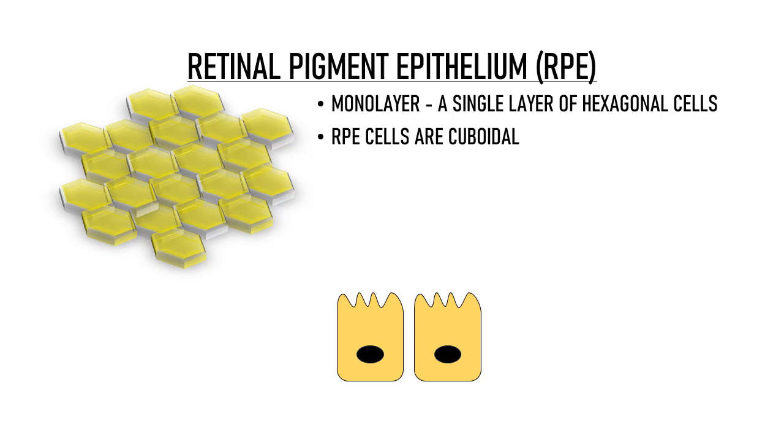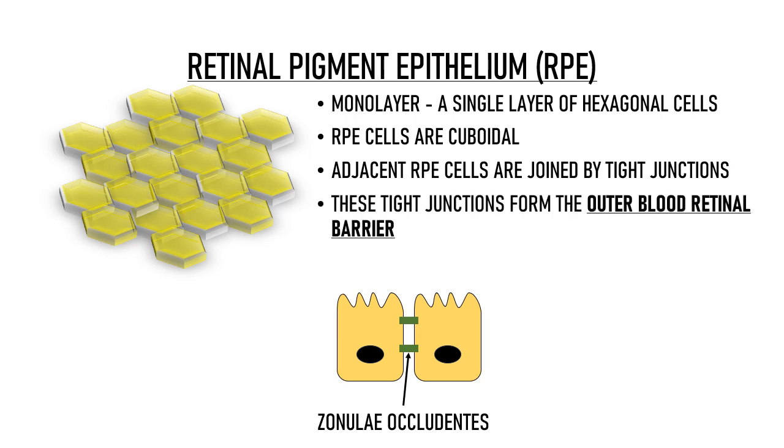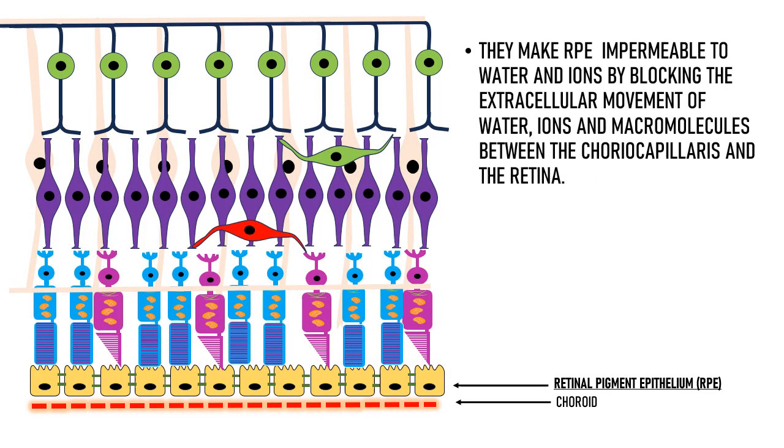The RPE cells are cuboidal in cross section, and two adjacent RPE cells are joined by tight junctions called zonulae occludens. It is important to know this because these tight junctions form what is known as the outer blood retinal barrier, because they make the retinal pigment epithelium impermeable to water and ions by blocking the extracellular movement of water and ions and other macromolecules between the choroid and the retina.